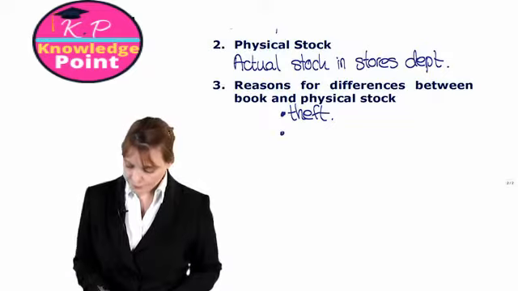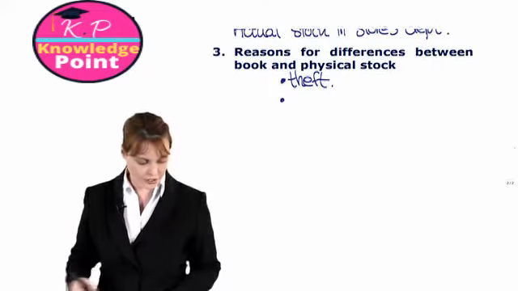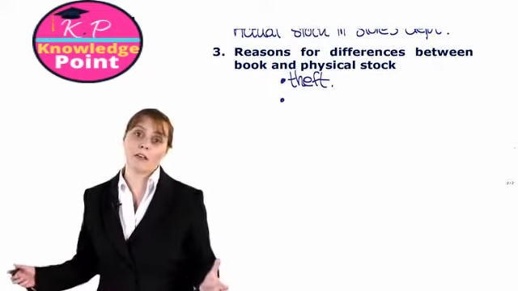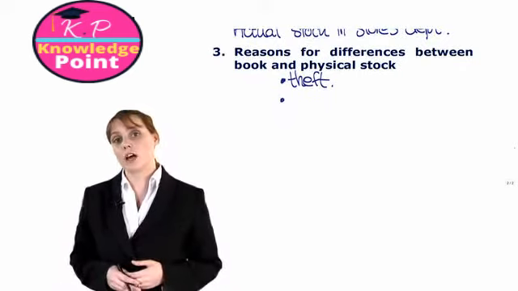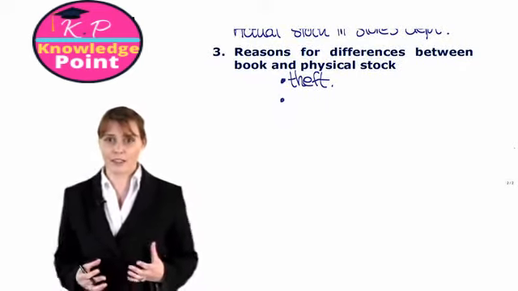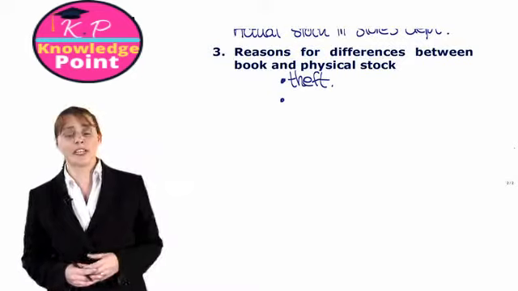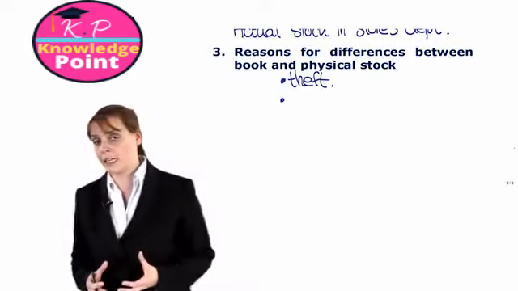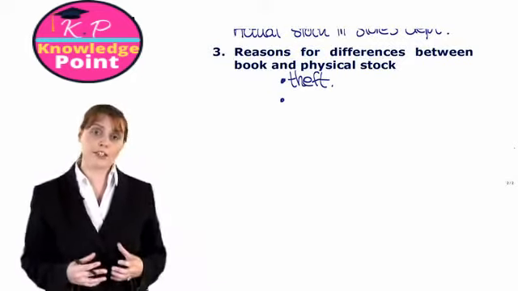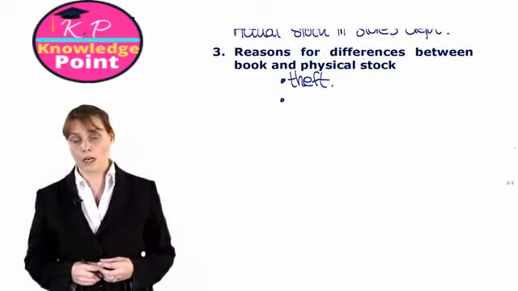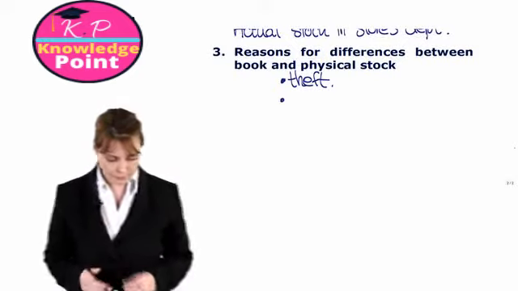The second thing that may create a difference is human error. So if when entering stock information into the accounting system, someone enters an incorrect number accidentally, again, that will create a difference between book stock and physical stock.